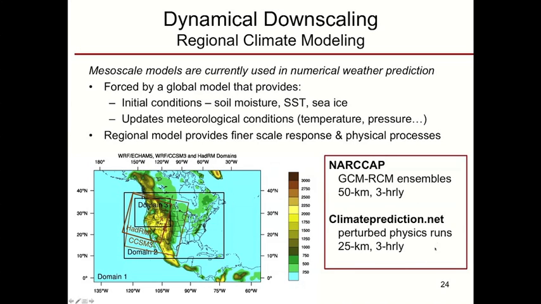And then there's also a regional climate experiment being done by climateprediction.net, and this is basically a perturbed physics run that's gauging climate sensitivity, and the domain of interest here is the Western United States, and the data is 25 kilometer, 3 hourly.